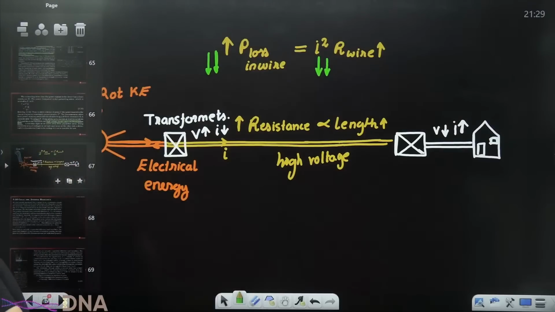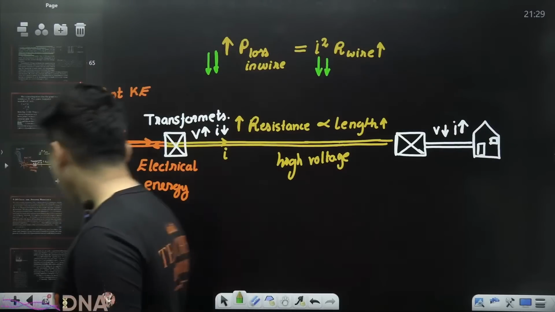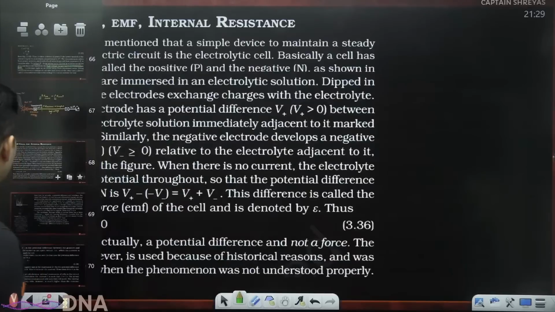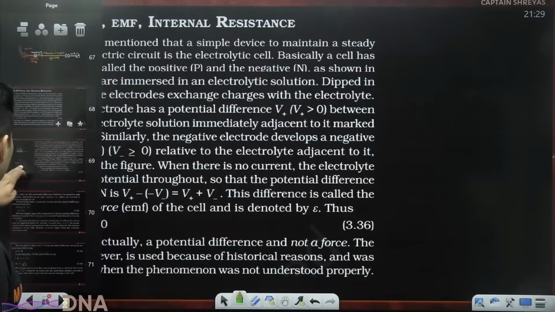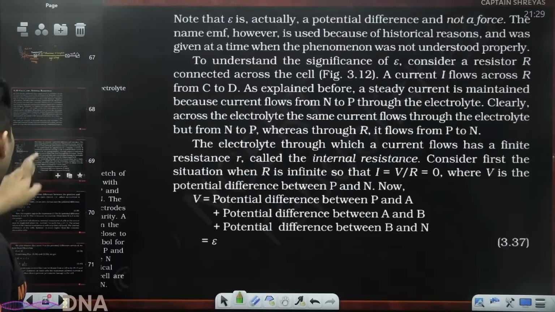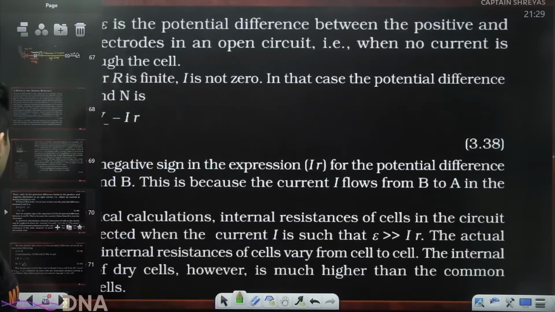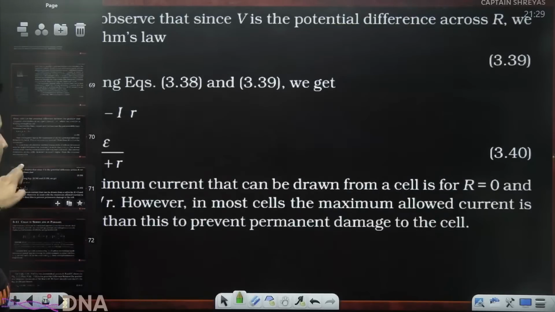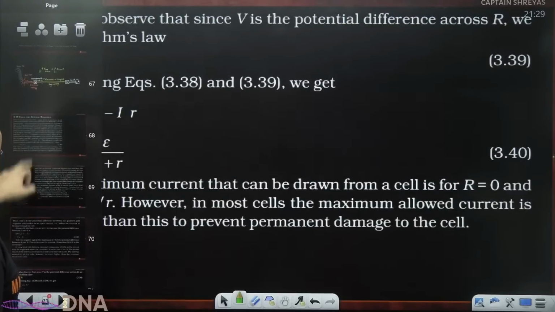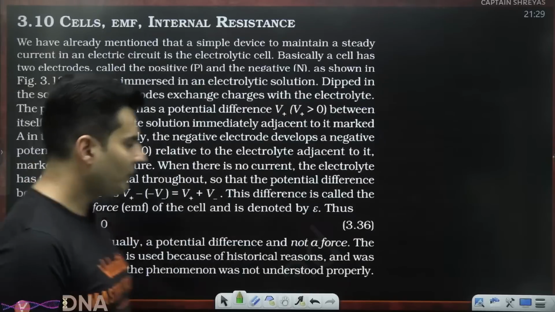Understood? Very good. Excellent. Now let's move ahead to the next concept of cells and batteries and all these things. Okay, so they have given some concepts over here. So let's understand over here.